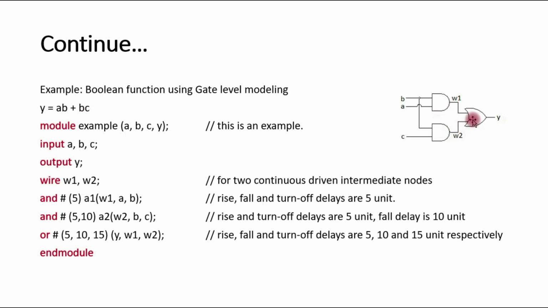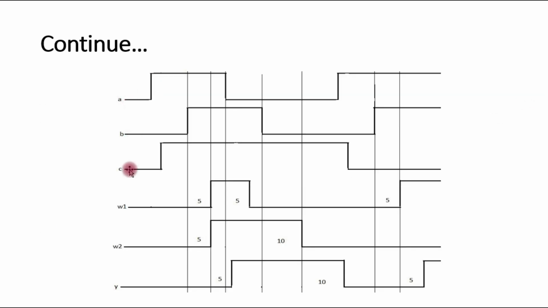So there are three gates, two AND gates. One is the AND function of A and B, the second one is the AND function of B and C. Then we are using an OR gate, and the OR gate is the OR function of the W1 and W2 wires. A, B and C are pre-assumed here. So W1 is the output of the first AND gate, that is the A1 AND gate, and it is the AND function of input signals A and B.